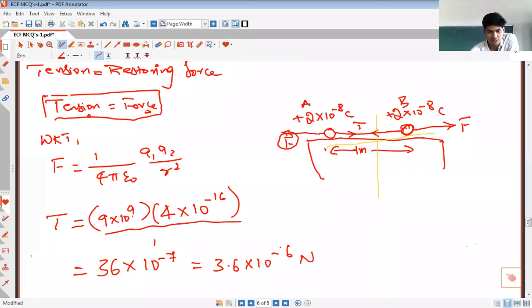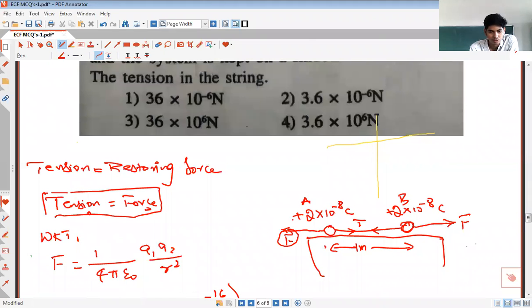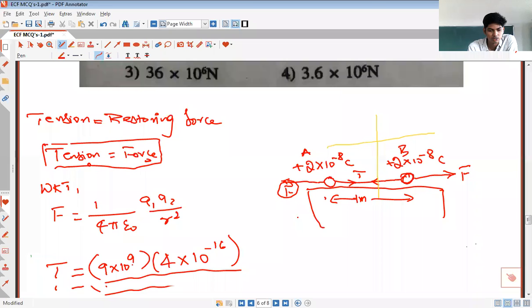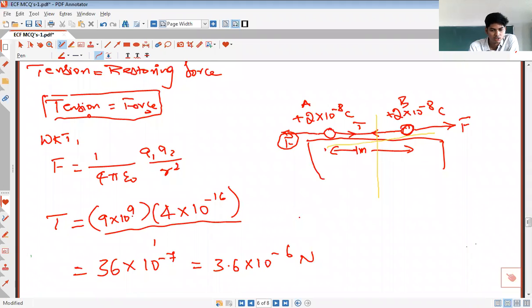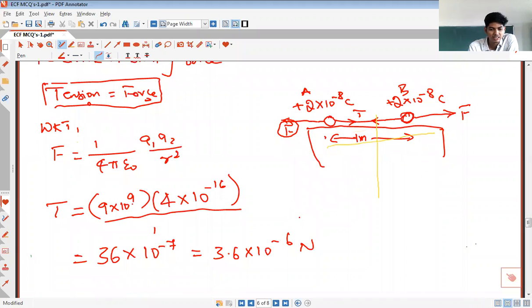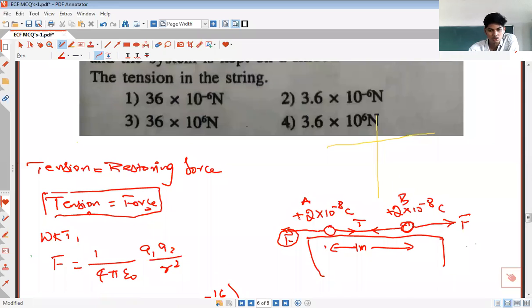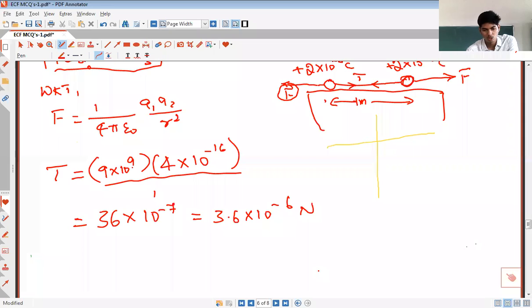3.6 into 10 to the power of minus 6 Newton. Which is the option 3.6 into 10 to the power of minus 6 Newton. So this is the option. 3.6 into 10 to the power of minus 6 Newton is the force between these two particles. Force estimated, tension estimated. So the tension developed in the string is 3.6 into 10 to the power of minus 6 Newton. So the option is 2.